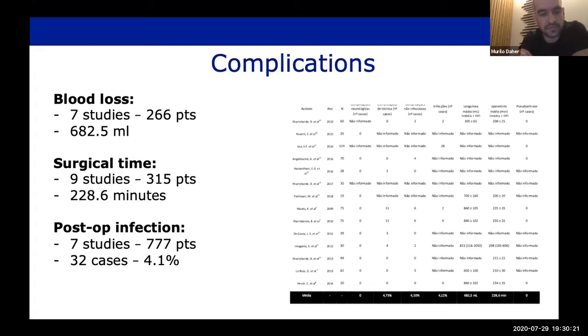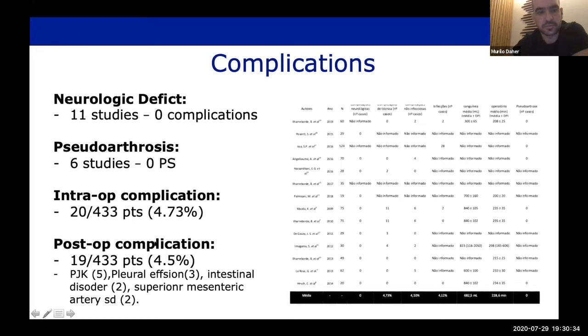And our infection rate was around 4.1 when we analyzed all these 777 patients that were included in this analysis. There were no cases of neurologic deficit, showing that it's very safe. And all the studies that reported about pseudarthrosis, none of them reported any case of pseudarthrosis with a follow-up of 2 years.